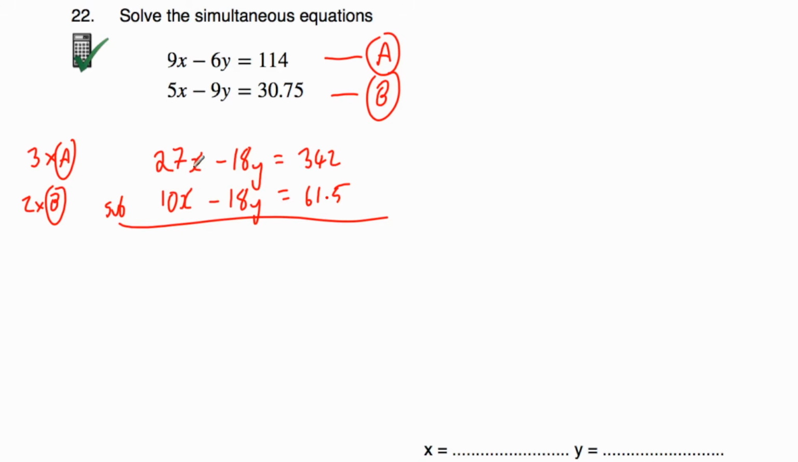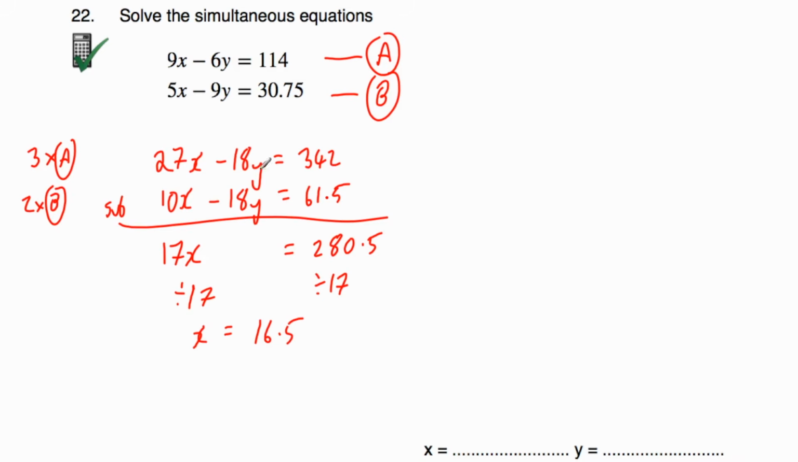So we've got 27x minus 10x, that's 17x. The y's cancel out, and then on the right hand side we will get that's equal to 280.5. So we've got 17x equals 280.5, so let's divide by 17 and divide by 17 and see what we get. So 17x divided by 17 is just x, and 280.5 divided by 17 is 16.5. So x is equal to 16.5.